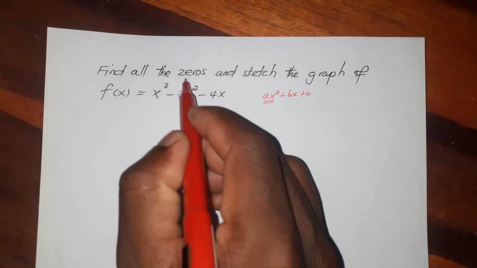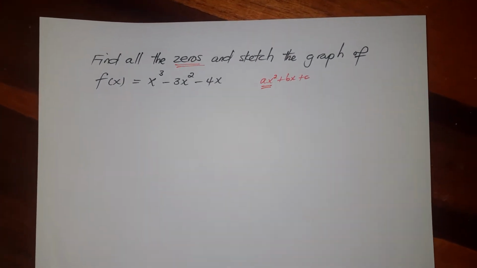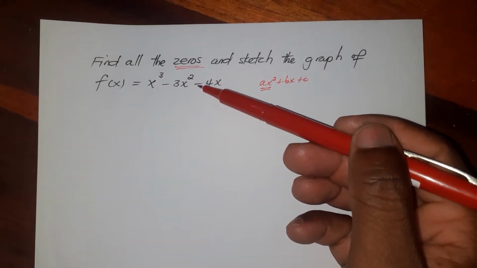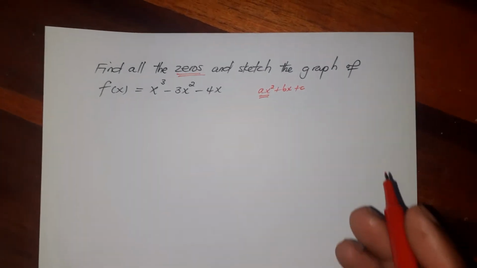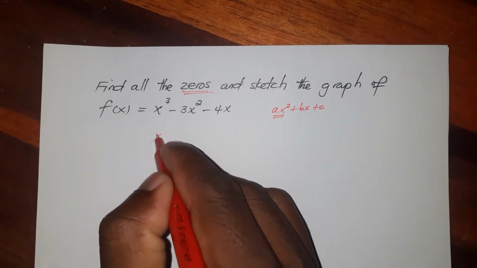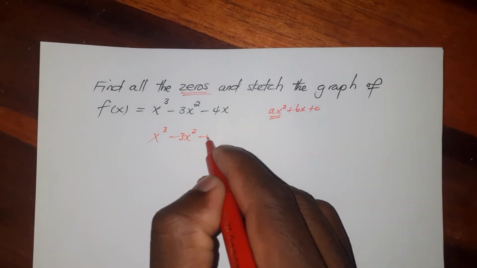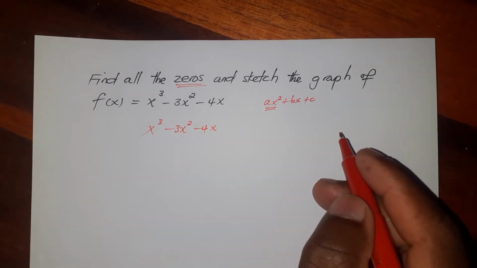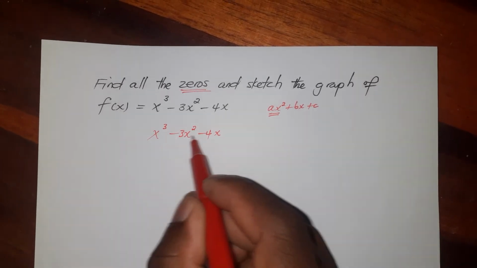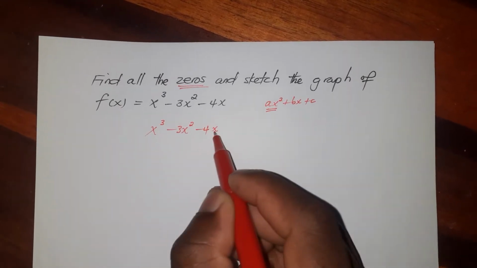Now for us to find the zeros, we are looking at the solution for the function. So to find the zeros, what we do, let us rewrite the polynomial x cubed minus 3x squared minus 4x. Now what we are going to do, since we have three terms, we factor out x from all the three terms.